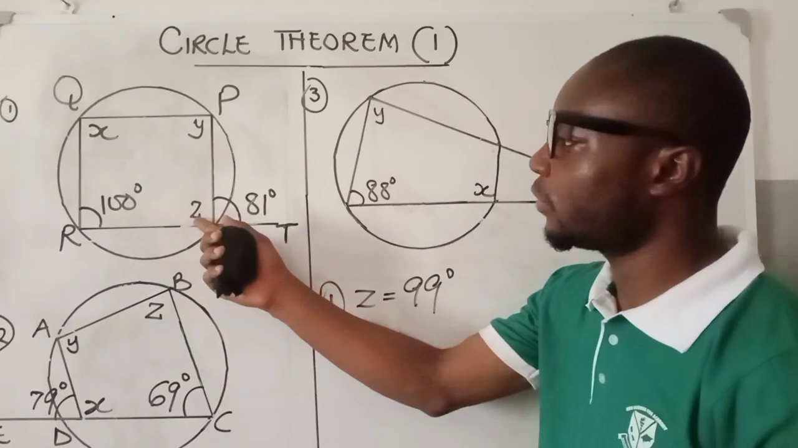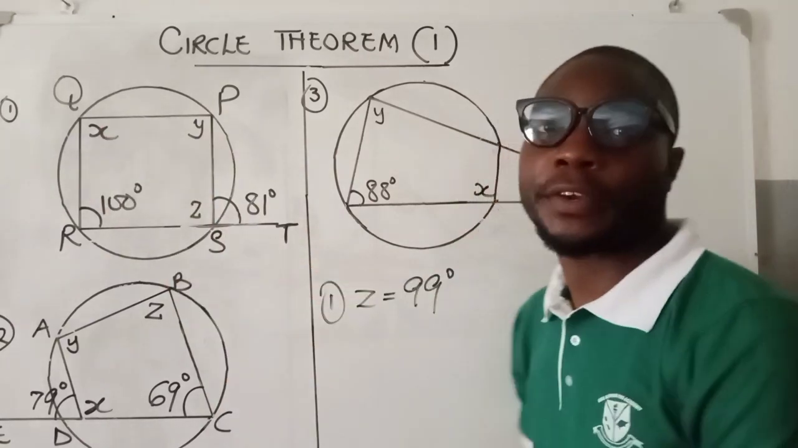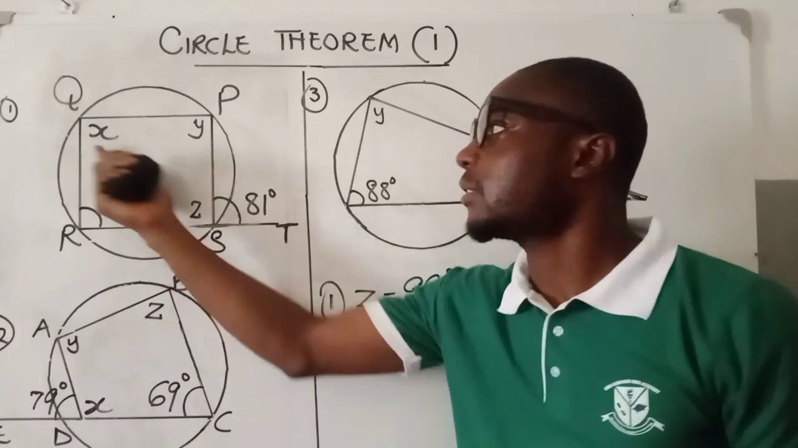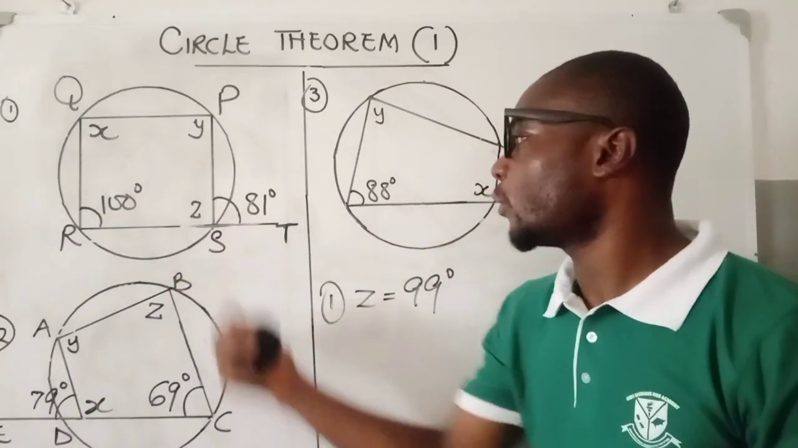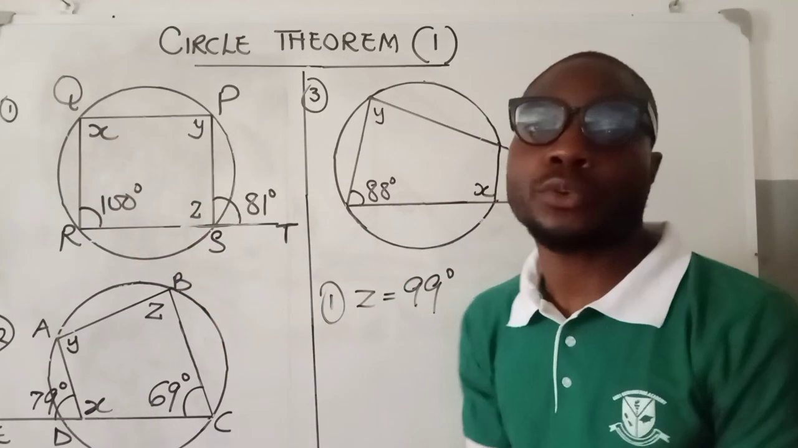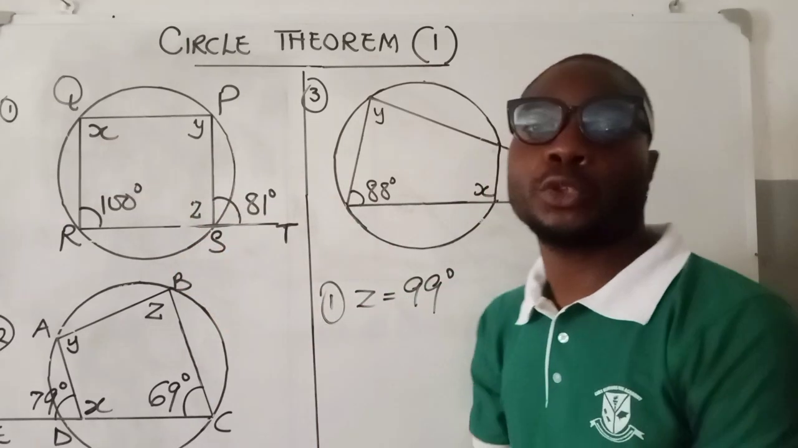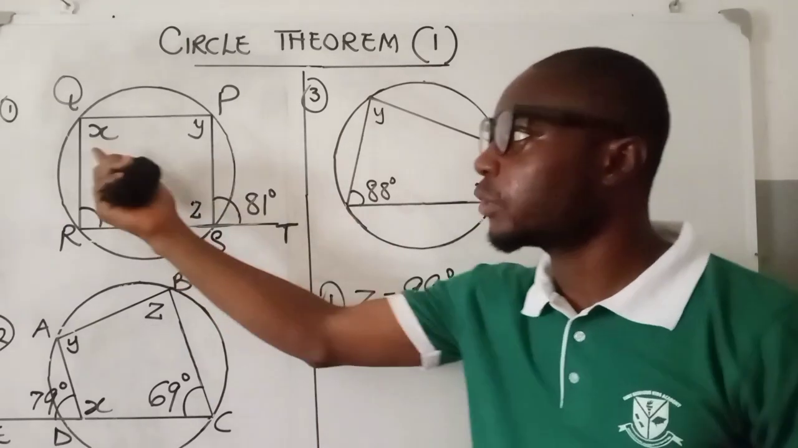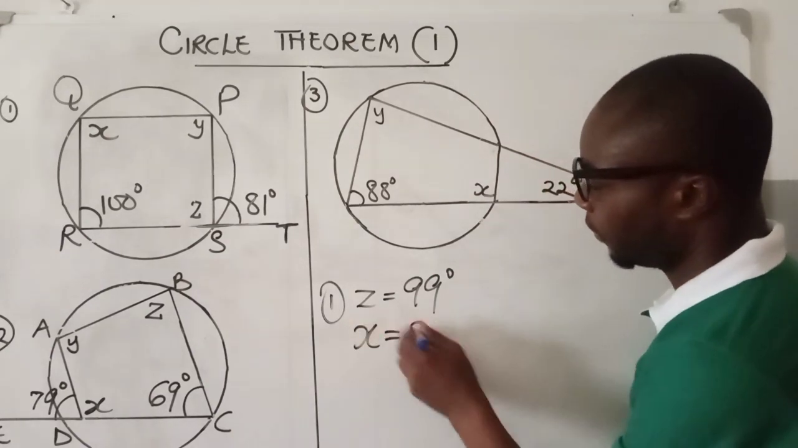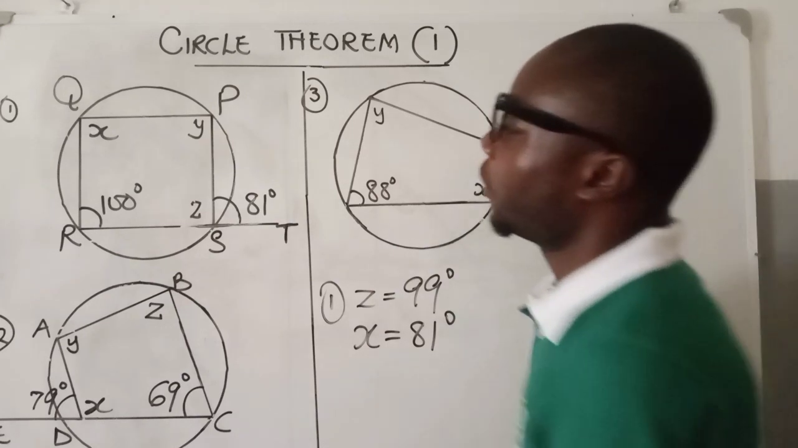Now that we know z to be 99 degrees, getting x will be very simple. Because opposite angles in a cyclic quadrilateral are supplementary, since this is 99 degrees, this will be equal to 81 degrees, because 99 degrees plus 81 degrees is equal to 180 degrees. So therefore, the value of x is 81 degrees. Our x is 81 degrees. All right, so let's proceed.